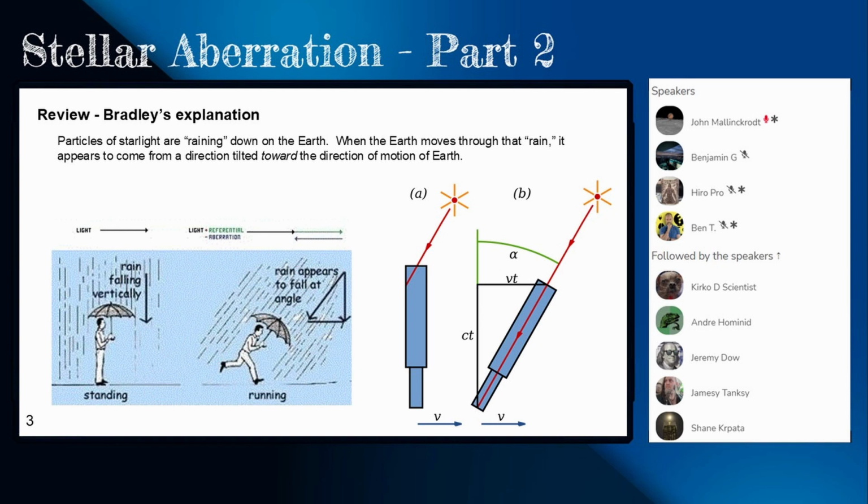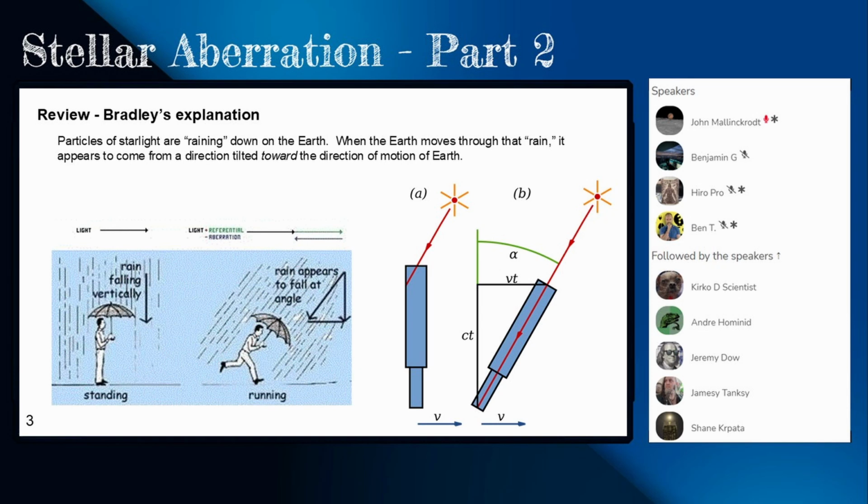But now that the Earth is moving with that speed, that light comes at an angle alpha, and you have to tilt the telescope so that light can make it down the barrel through the optics into the eyepiece so that you can see it. Now that angle alpha is really small. There's no question about it.